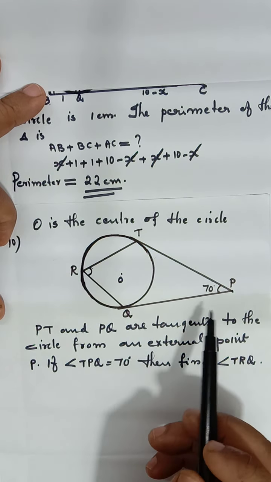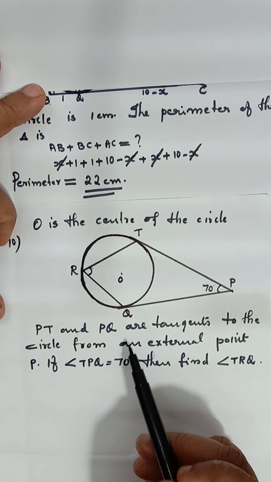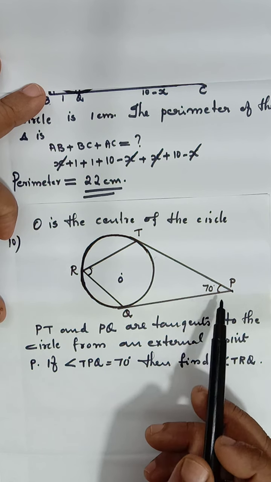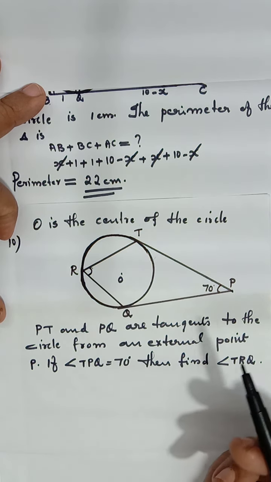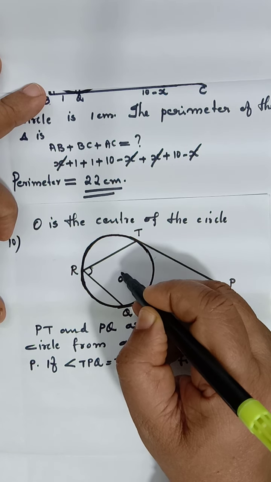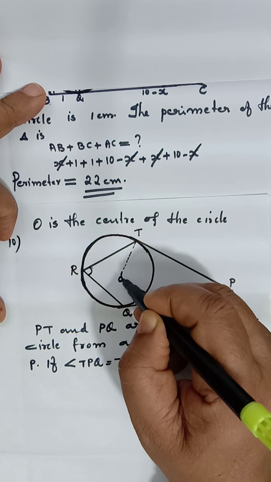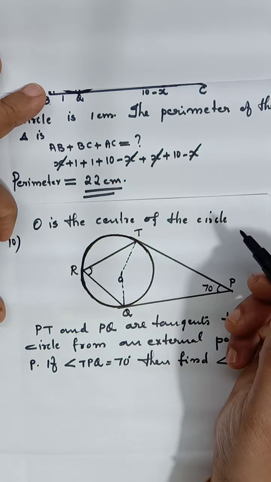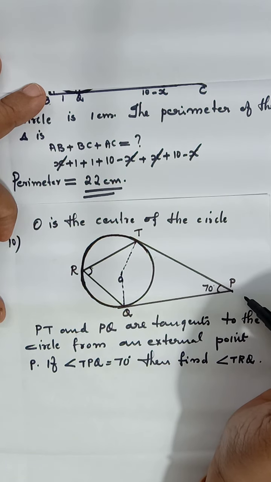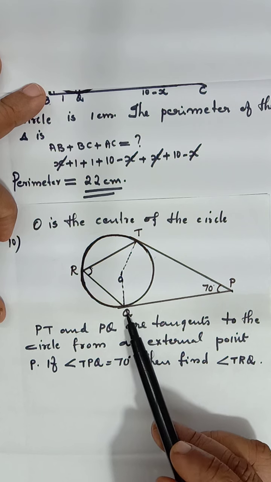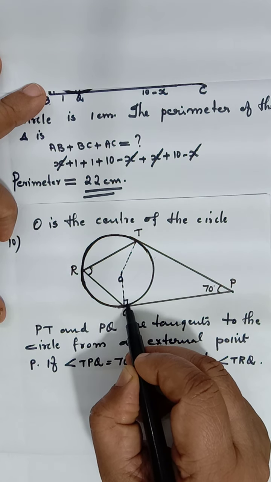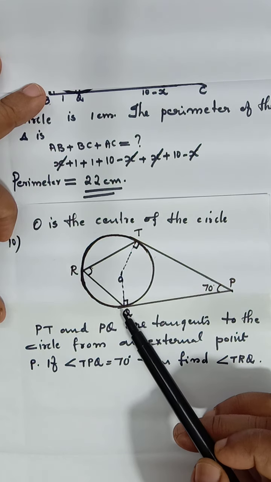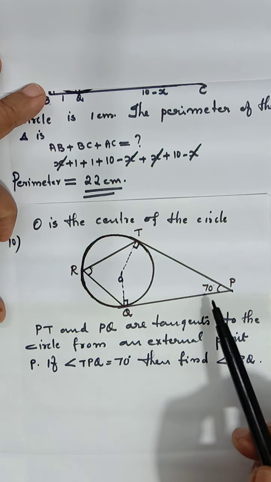Here two tangents are given to us, PT and PQ, and one angle, 70 degrees, is also given. So how do we get TRQ? Let us join OT as well as OQ. Isn't OT the radius? And this radius is perpendicular to tangent TP. Similarly, OQ is also perpendicular to the tangent. If it is perpendicular, it forms 90 degree. TOQP is a quadrilateral.